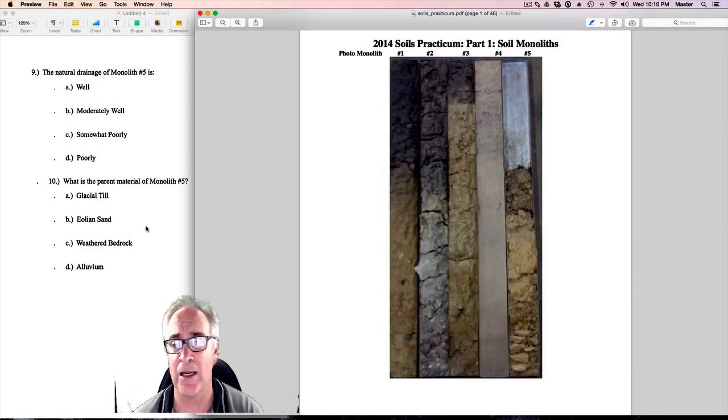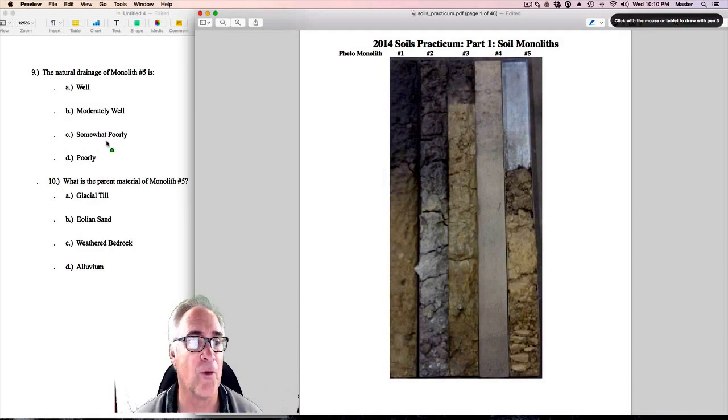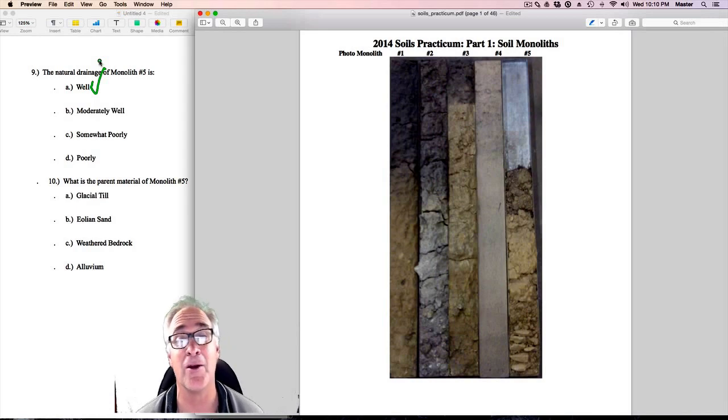All right, now to analyze what we just talked about, at monolith number five, first and foremost, it's going to be drained well, primarily because of the fractures that are in the rock. It's loosely consolidated. And then when we get to the parent material, I would definitely refer to it as weathered, as you can see in the fractures and the breaks.